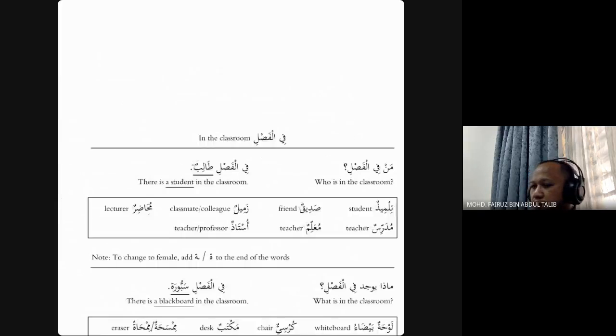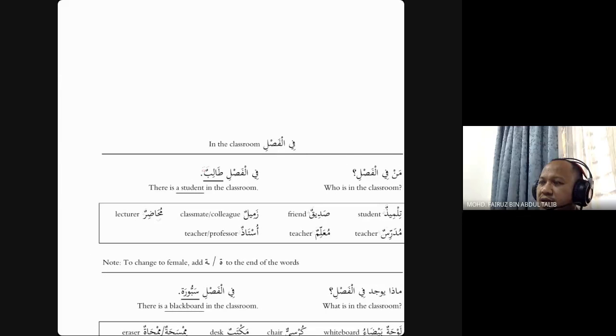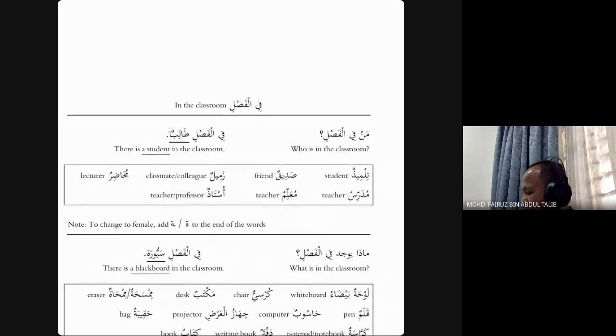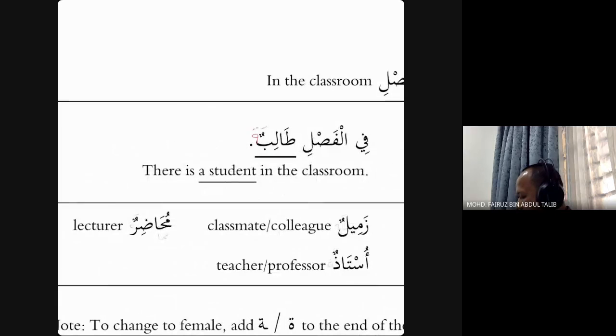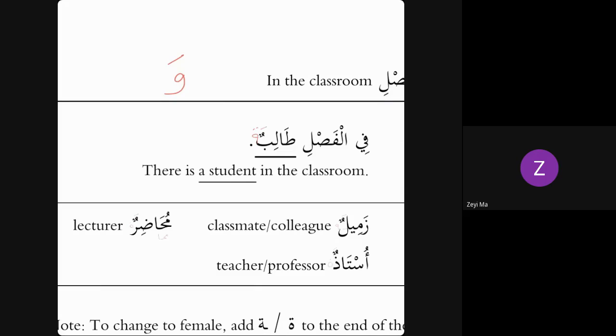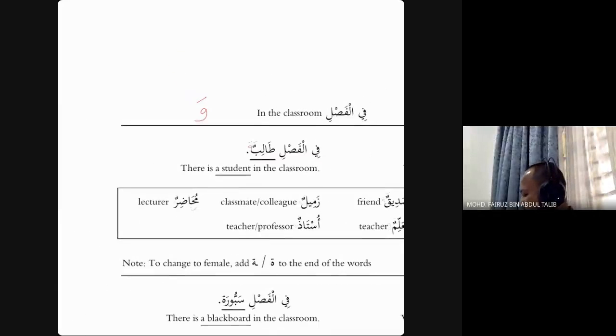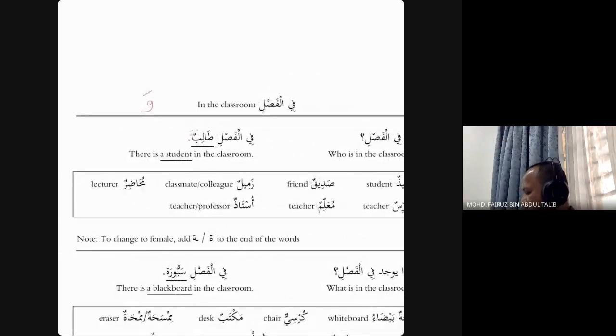Now let's say you want to say in the classroom, a teacher and a lecturer. How do you combine these two words? You can combine two words using wa. Wa means, anyone knows? And. Yes, good. So for example, you can say fil fasli talib wa muallim.